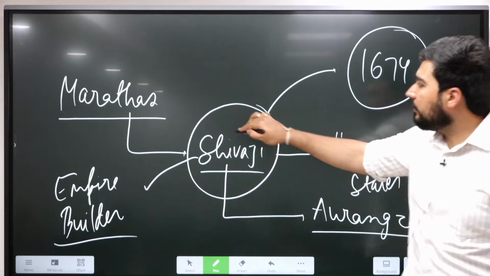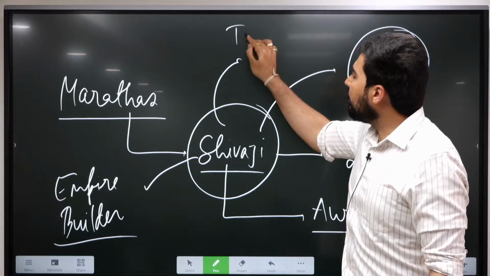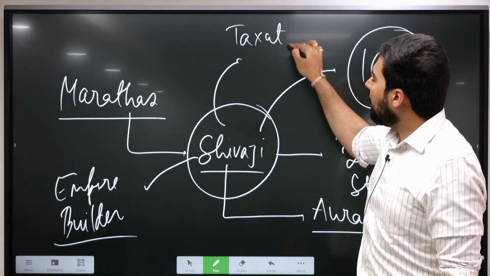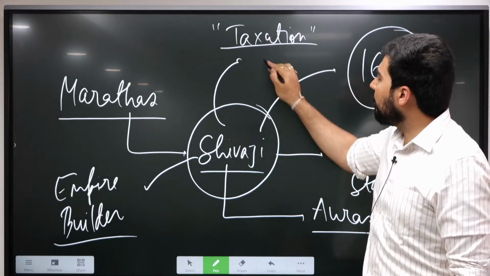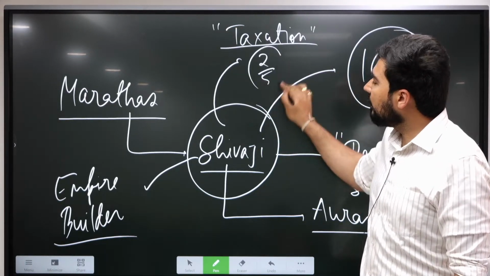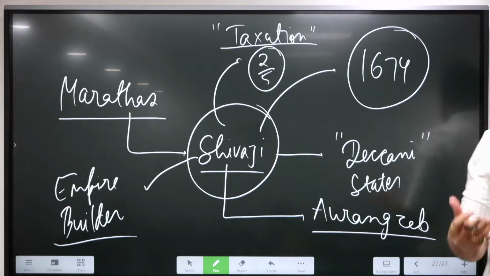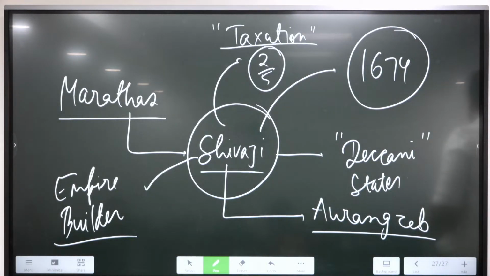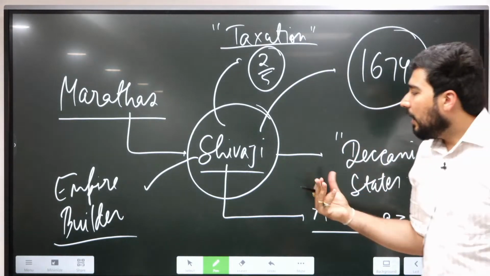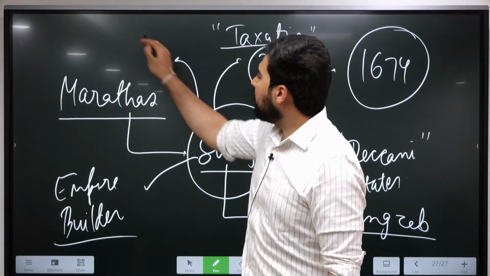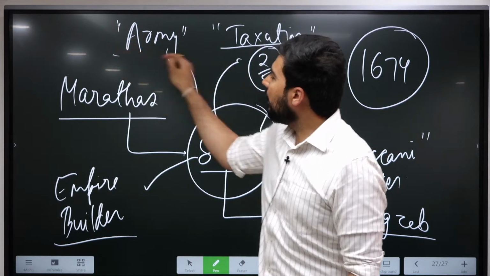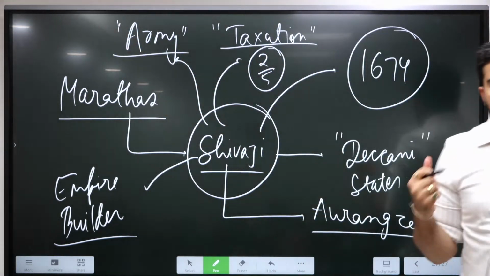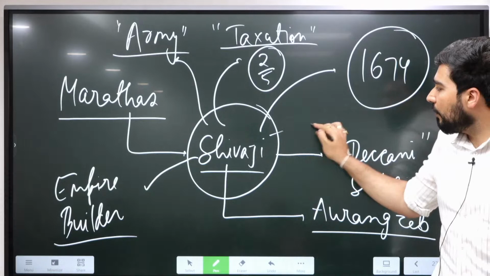He also created uniform taxation for the peasantry. All the different kinds of cesses were abolished, and 40% of the land revenue was taken as tax by him. Along with this, he also built the army. The system of creation of forts.